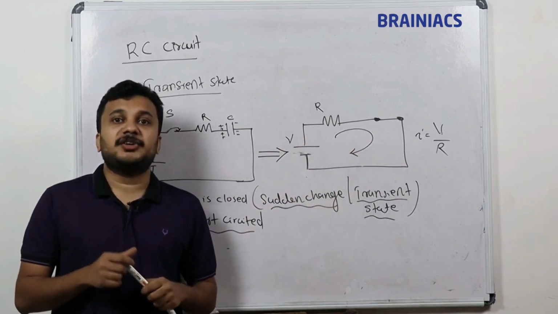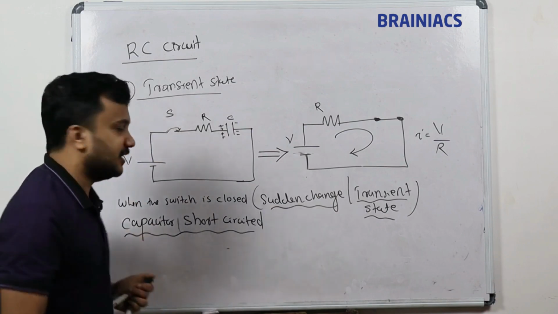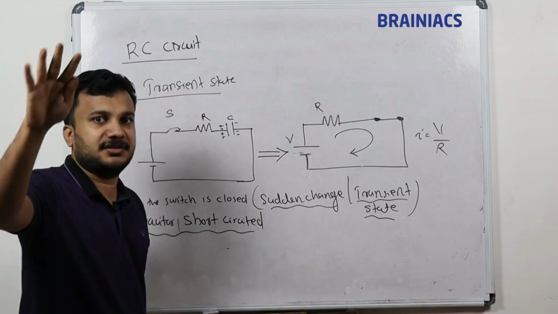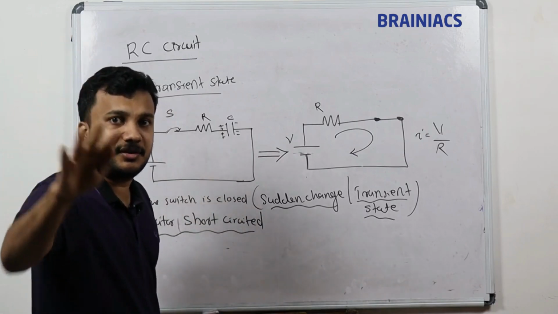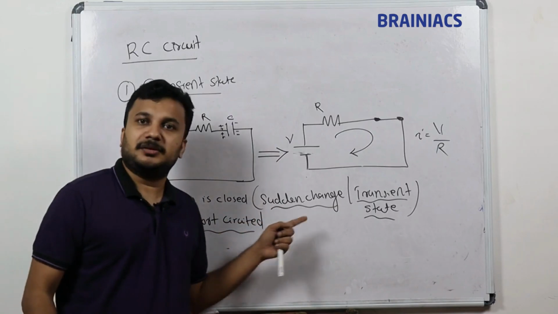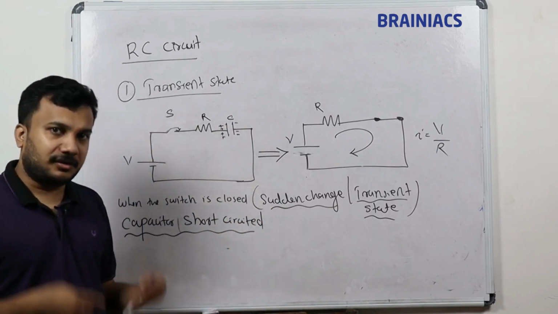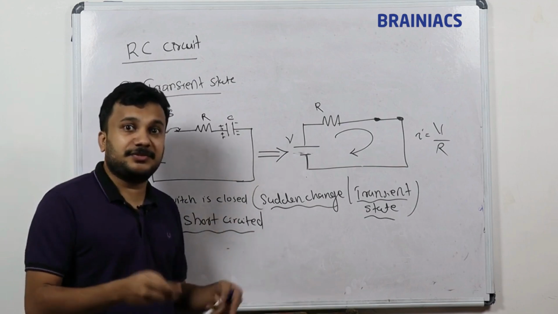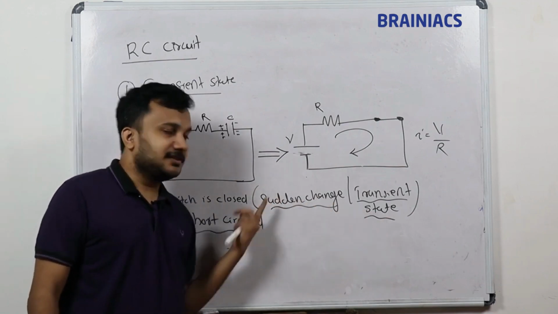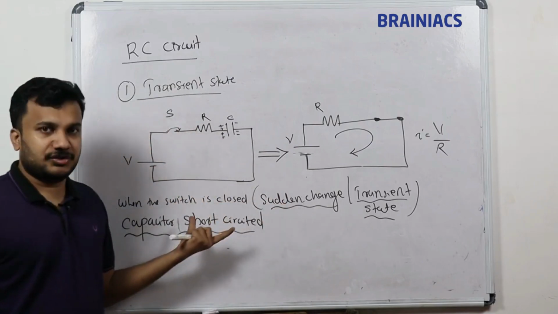Whenever you see these words, there are three that I mentioned. When the switch is closed, this is called a transient state. When suddenly the switch is closed, then it is a transient state, or in another way the question will specify transient state. So any of three phrases they can use: transient state, sudden changes, or when the switch is closed.